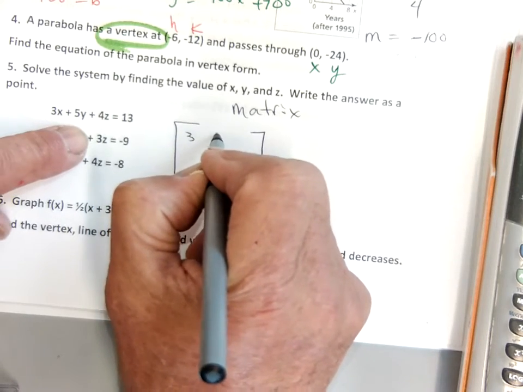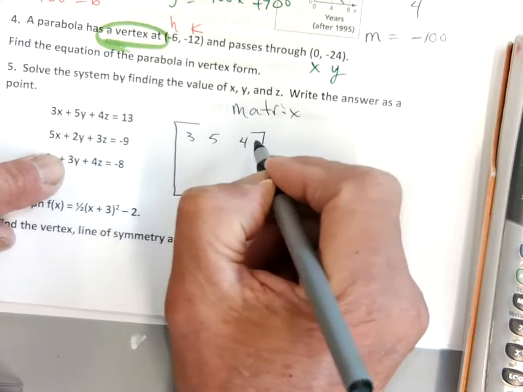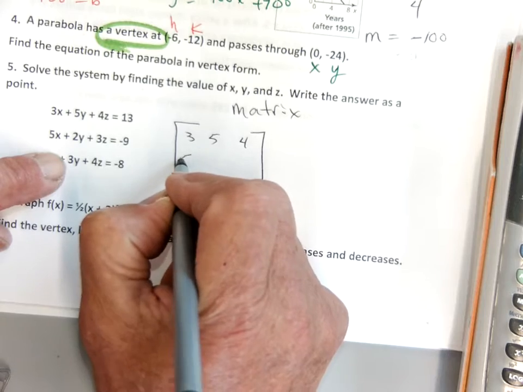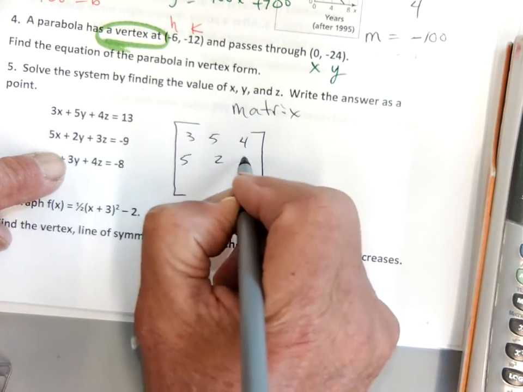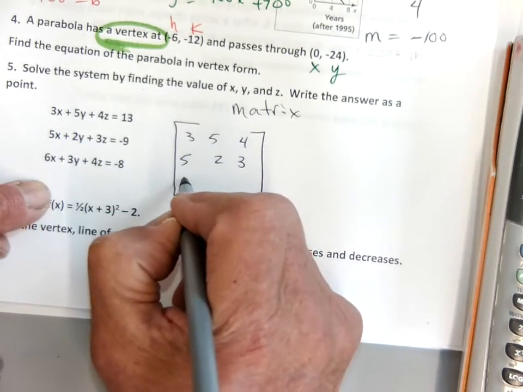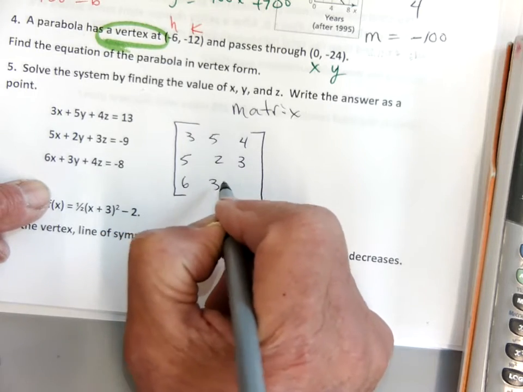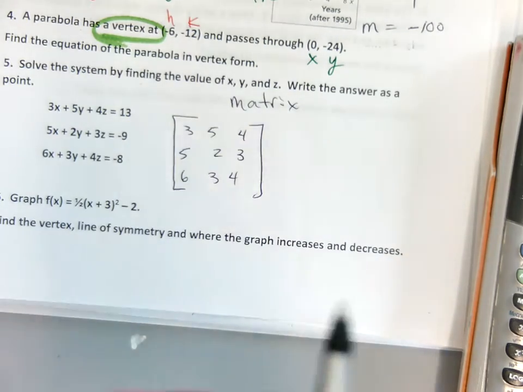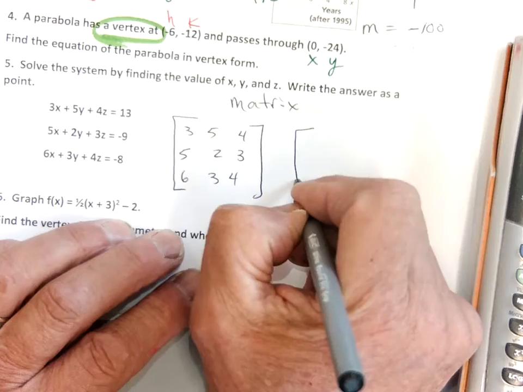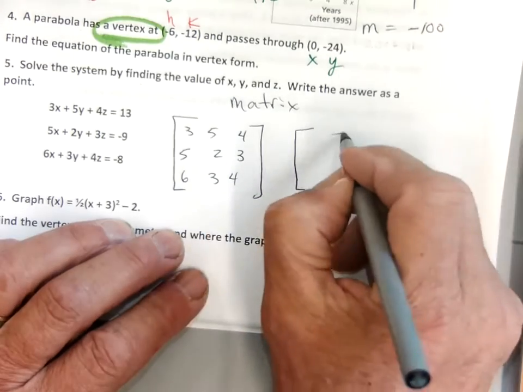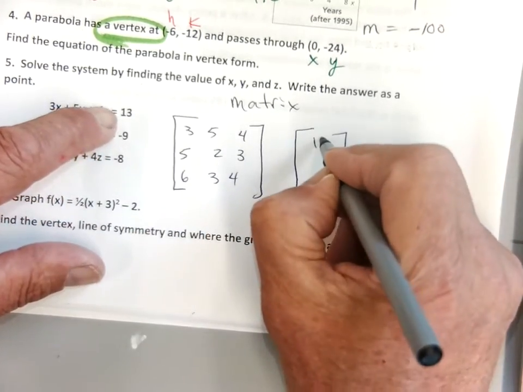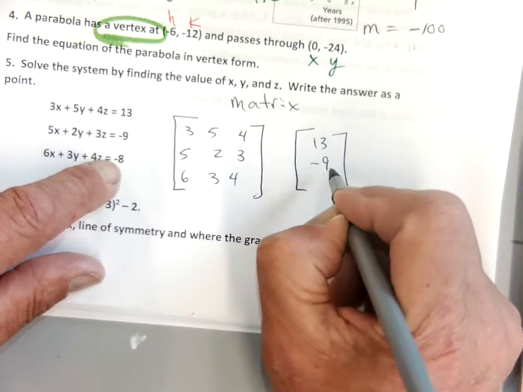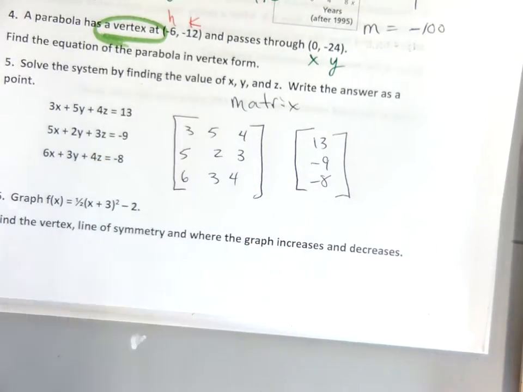3, 5, 4. 5, 2, 3, 6, 3, 4. Okay? Again, the calculator can do this. The calculator needs to have numbers. So I'm going to make these boxes to put in my calculator. So my other matrix is going to be a 13, a -9, and a -8. Okay? I'm going to put these numbers into my calculator and let my calculator do the work.